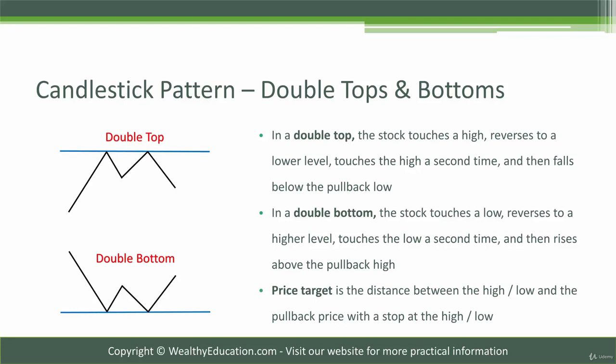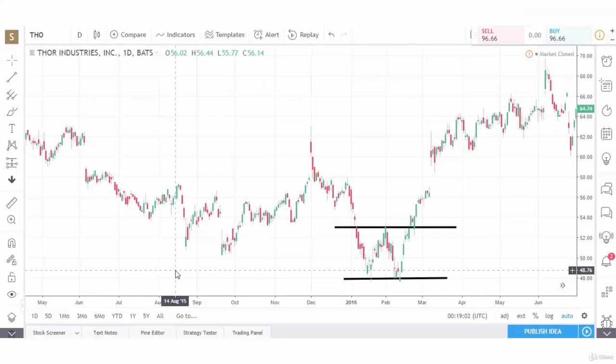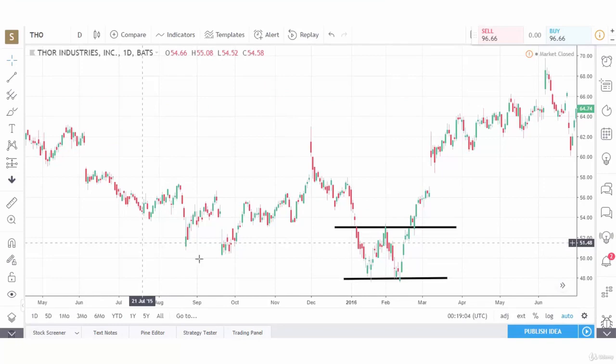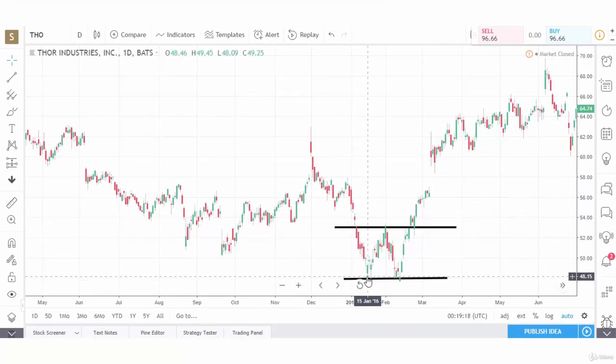Now let's look at a couple of charts for an example of a double top and a double bottom. First, we're going to look at a double bottom in the chart of Thor Industries on a daily basis. Here we have Thor trending down from December 2015. The stock moves down, touches just above $48, moves back up to just around $53, and then moves back down to that $47.50 to $48 range.